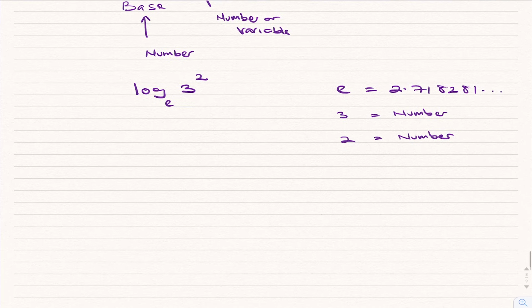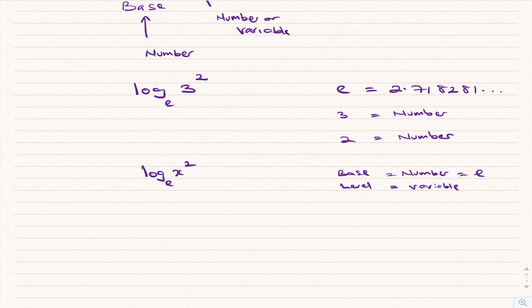And just don't forget that we also could have log to base e of x squared, where the base is a number, which is e, and the level is a variable, and the power is a number, which equals 2 in this case.